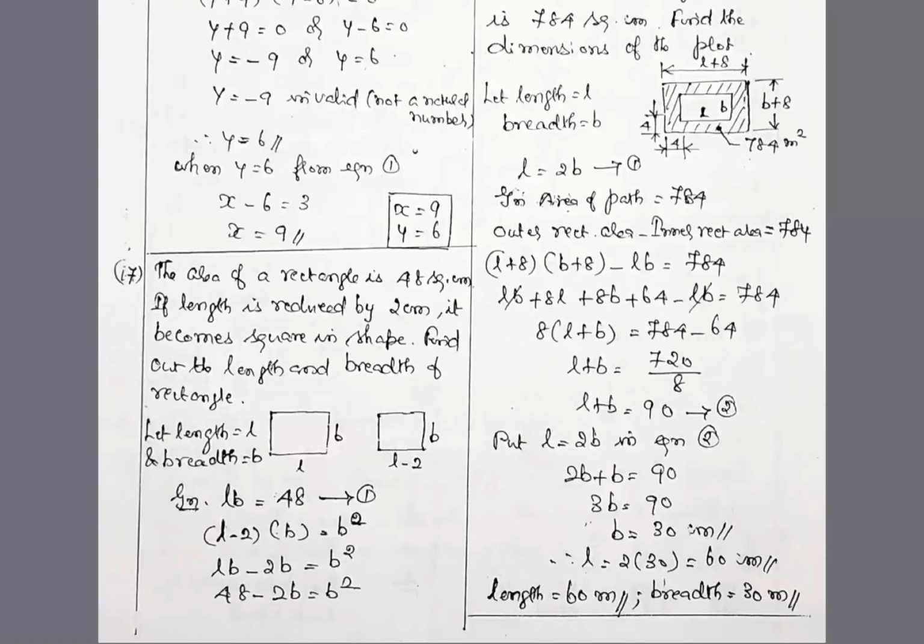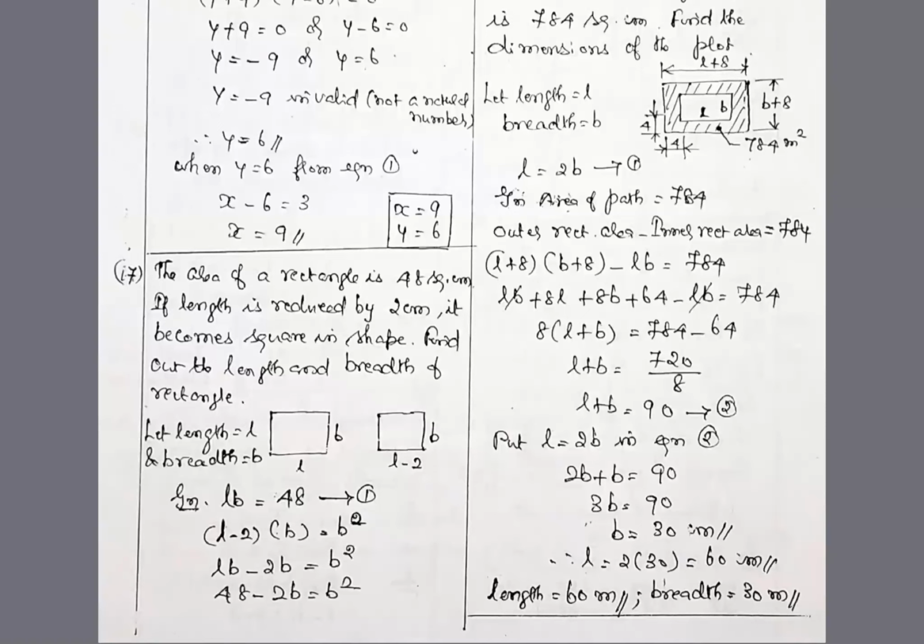Two equations with L and B letters are required. Our aim is, if you want to find the length and breadth, two equations with L and B are required. First equation, how to form: the area of a rectangle is 48 square centimeter. You see the solution given: LB is equal to 48. So that is one equation. You read the second condition.